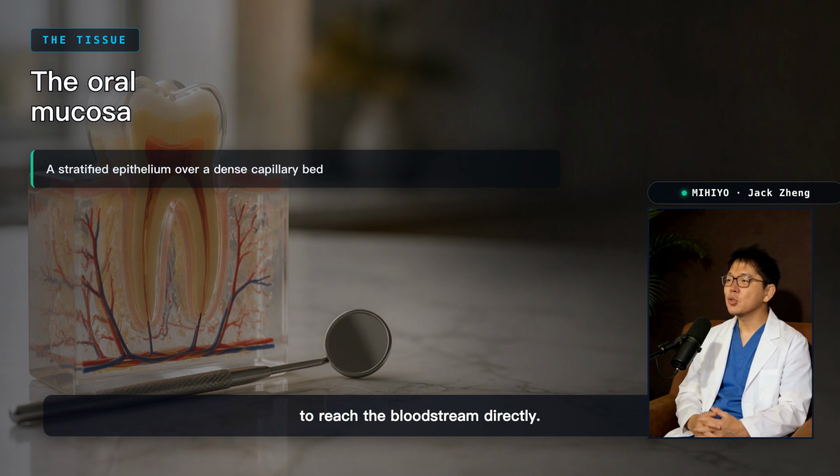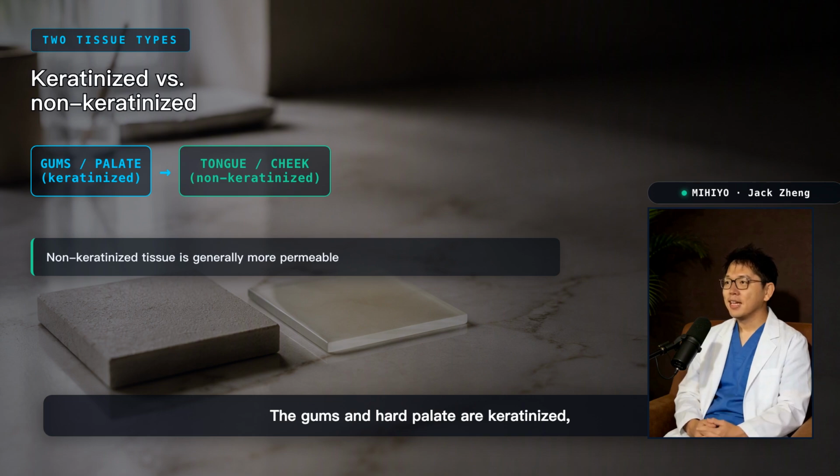That tissue, the oral mucosa, is a stratified epithelium sitting over a dense capillary bed, and it varies a lot by region. The gums and hard palate are keratinized, tough like skin, built to withstand chewing. The tissue under the tongue and against the inner cheek is different, non-keratinized, thinner, and more flexible, which is also why it is generally more permeable.